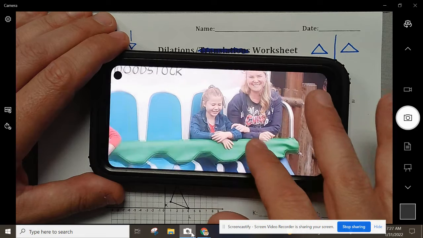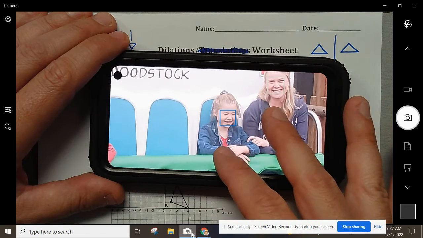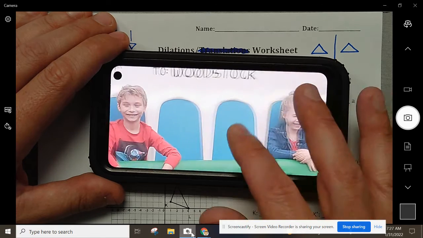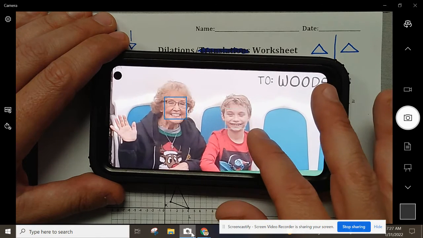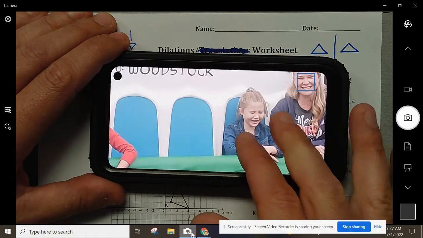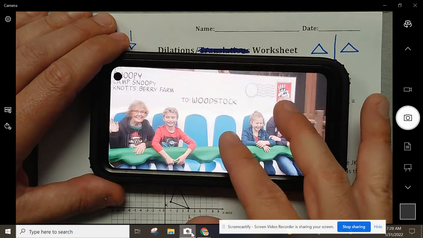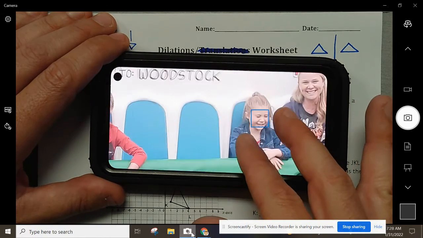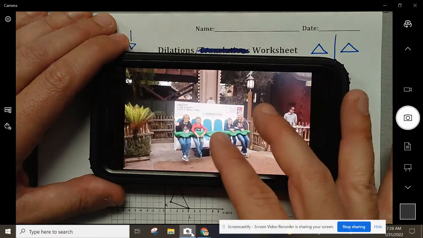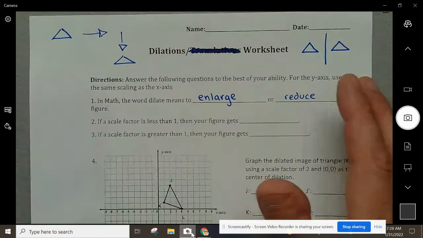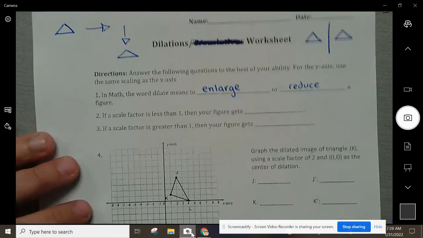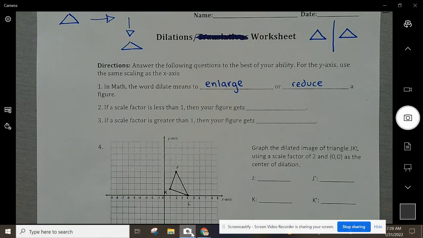It's still the same picture, but you can see my wife is smiling, my son is smiling, my mother-in-law is smiling. My daughter's not really feeling this ride, all right? But now I've made it bigger, and then I can make it smaller as I keep moving out. All right. So there's an idea of a dilation in your real life. You're making images bigger or smaller.